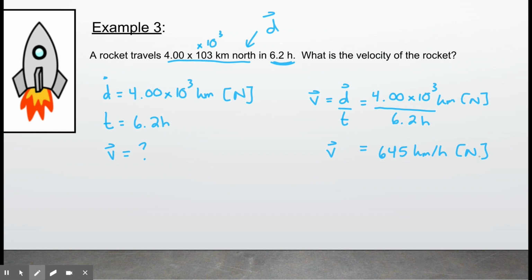Now, I'm going to remind you, and I haven't reminded you yet, about significant digits. This question actually only allows me to have 2 sig digs, 1, 2, not 3. So I actually have to change this into scientific notation because I only get these 2. So I'm going to move the decimal 1, 2, 6.5 times 10 to the, moved it 2, kilometers per hour north. Okay.